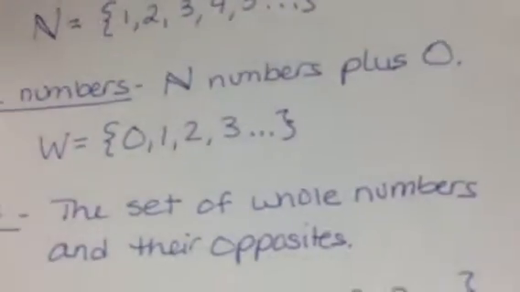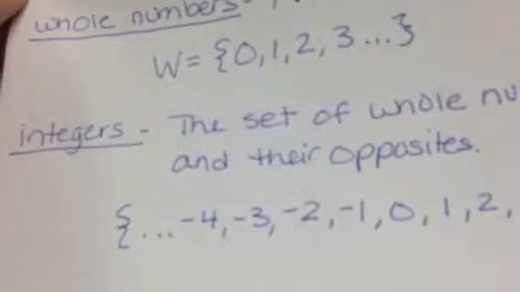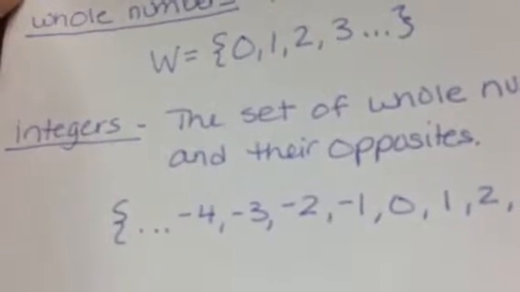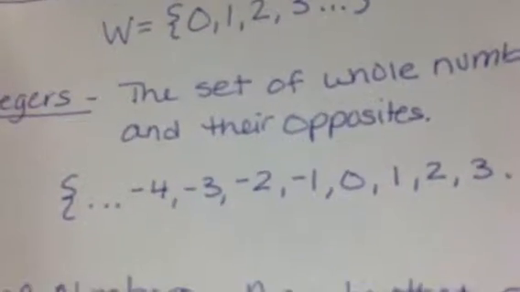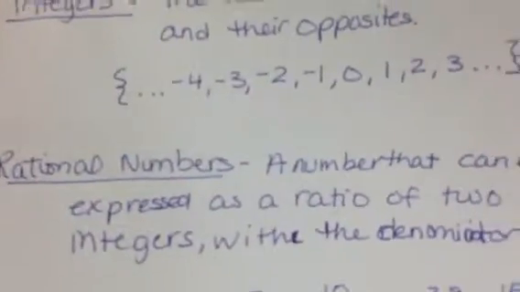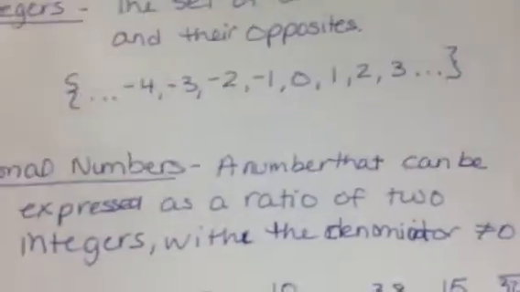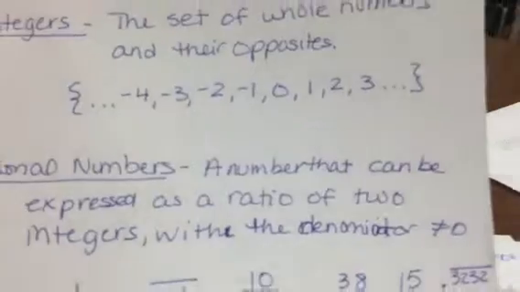Integers are the set of whole numbers and their opposites. So what are integers? Dot, dot, dot means it goes on. So negative 15, yes, is an integer. I just have from negative 4 through 0 up through 1, 2, 3, 4, and so on.